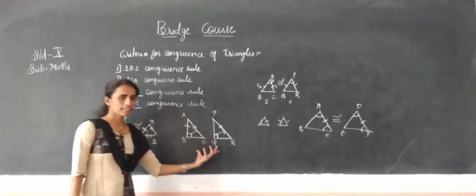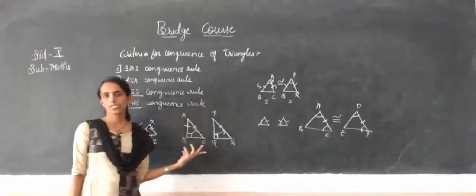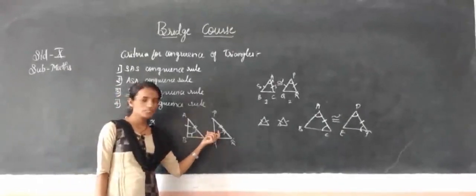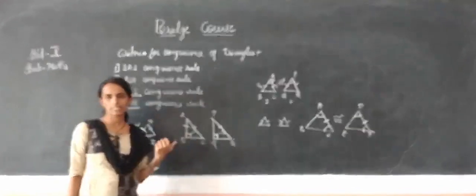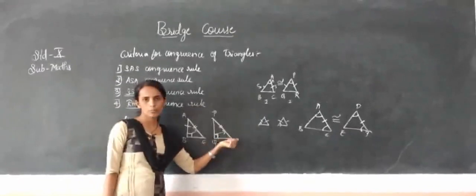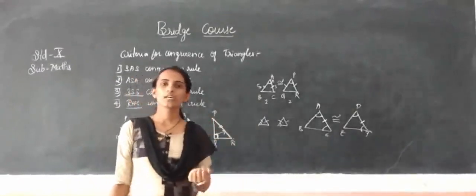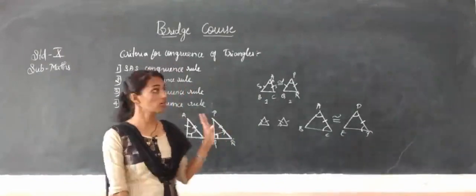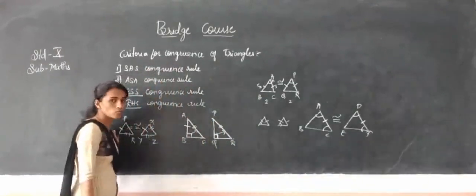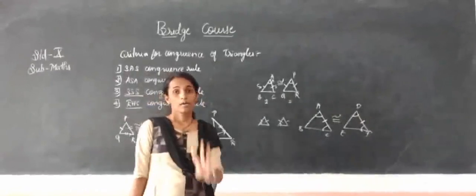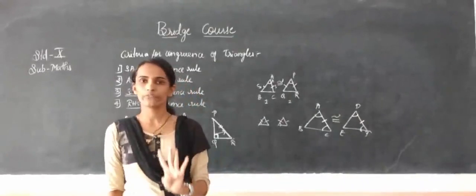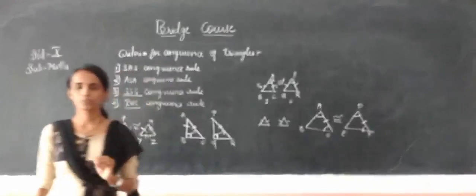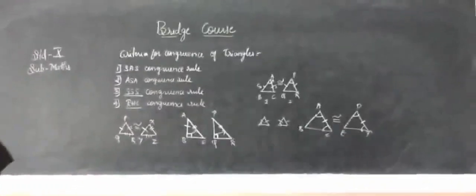Two right angle triangles are said to be congruent if the right angle, hypotenuse and one side of one triangle are equal to the right angle, hypotenuse and one side of the other triangle. That time the two triangles are congruent. I hope you all understood these four congruency rules. These four are very important. You have to master these four congruency rules. So I hope you all understood. Practice, students.